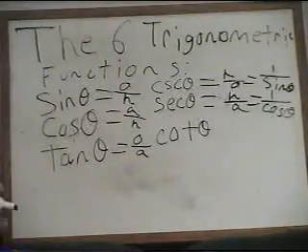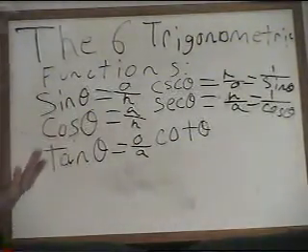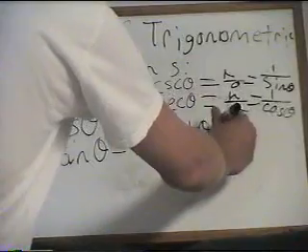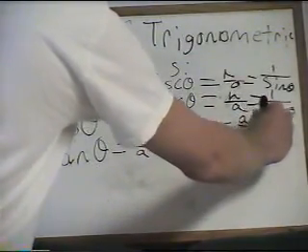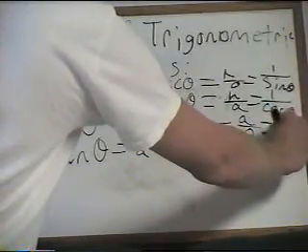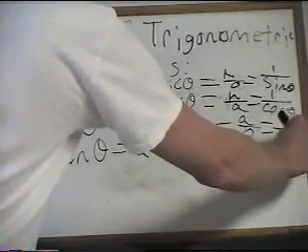Cotangent, you can probably guess, is the adjacent side over the opposite side, which is also equal to 1 over tangent of theta.